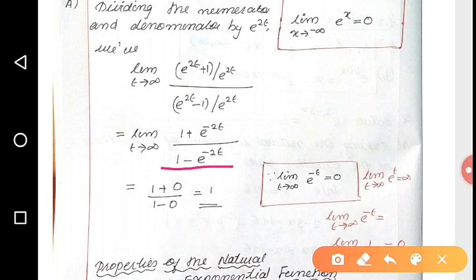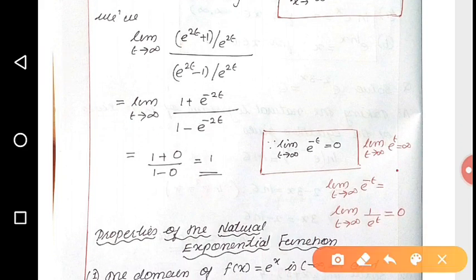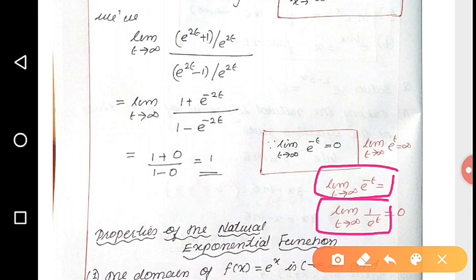We know that limit t tends to infinity, e raised to t equal to infinity. That is, limit t tends to infinity e raised to minus t equal to limit t tends to infinity 1 by e raised to t.